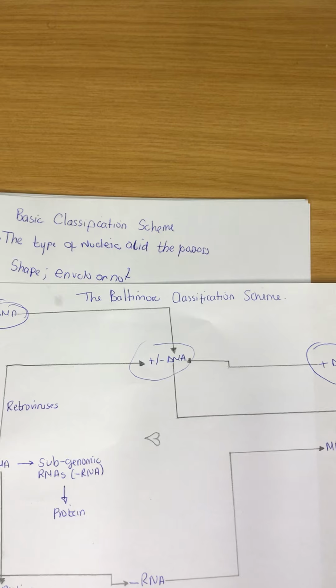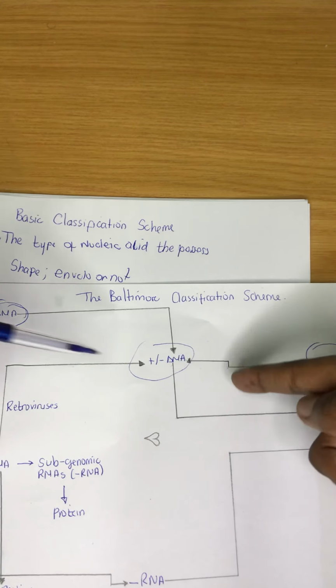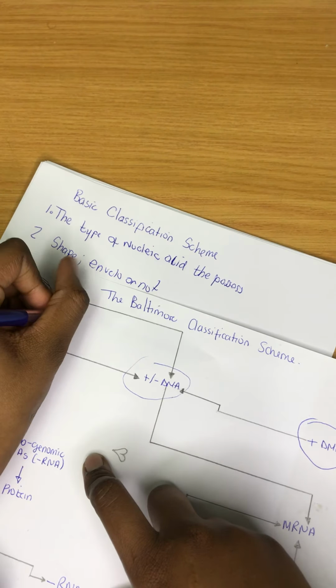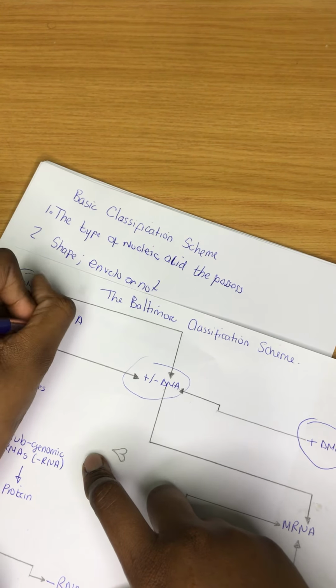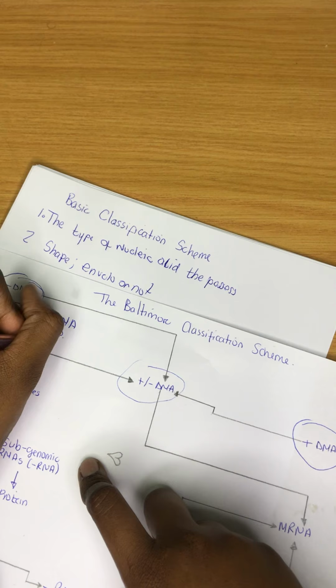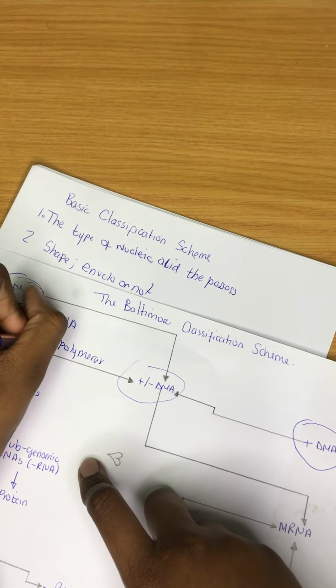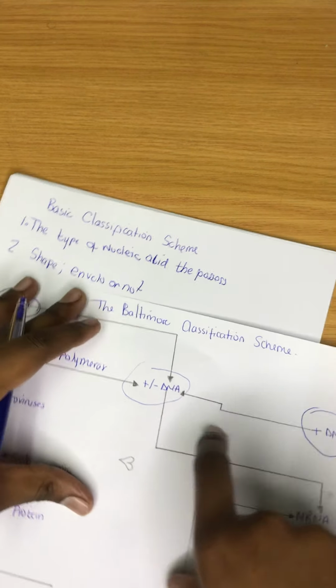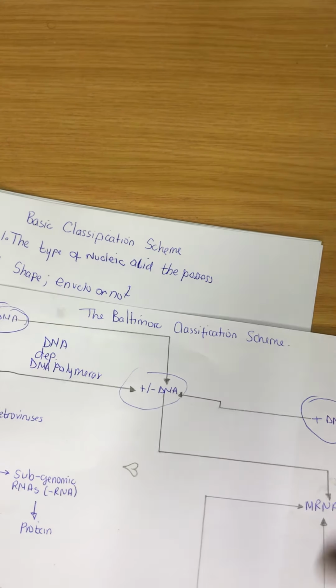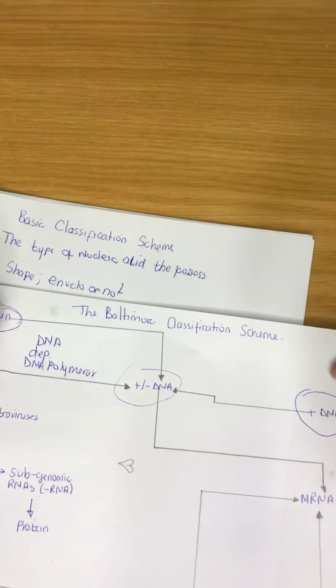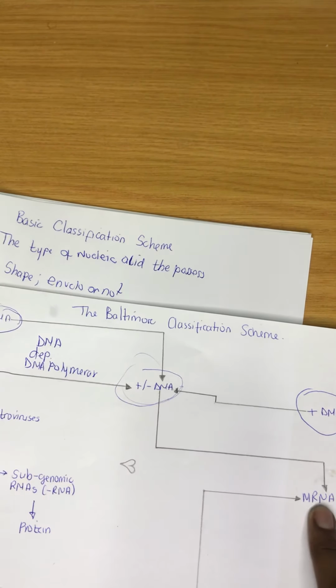These ones have to first go into a double-stranded form. How do they achieve that? They use DNA-dependent DNA polymerase. That is how they achieve their double-stranded form. From there, they use the same enzyme as double-stranded viruses to synthesize mRNA.